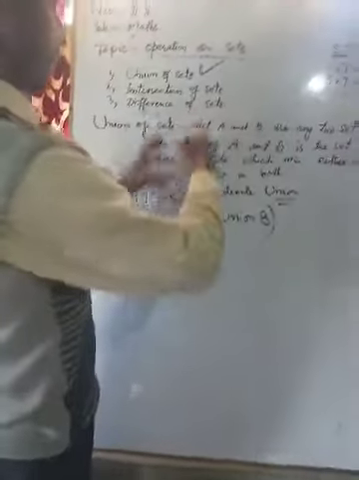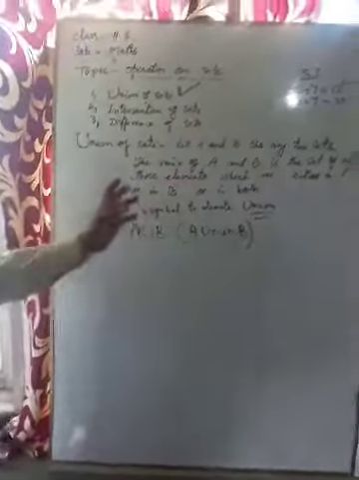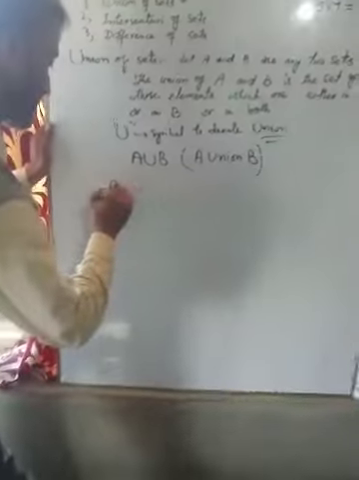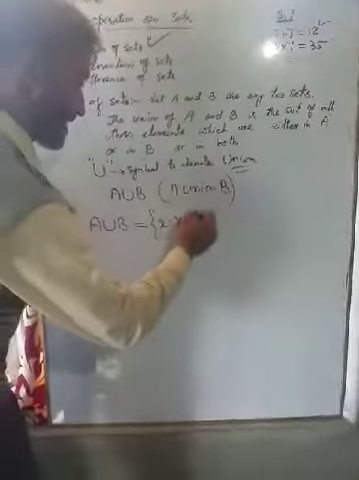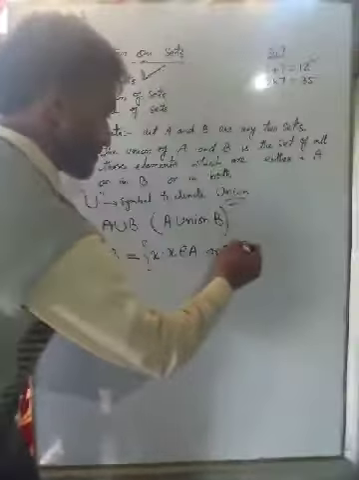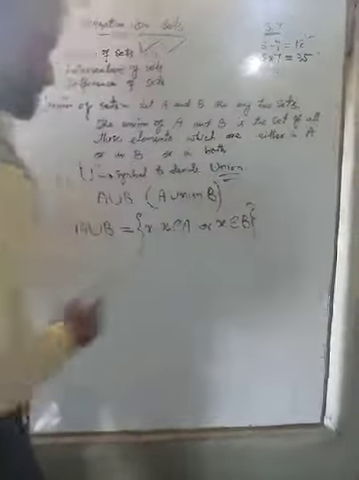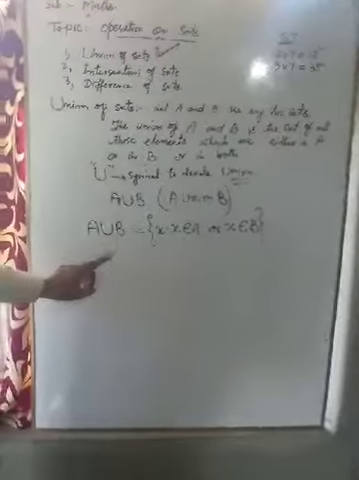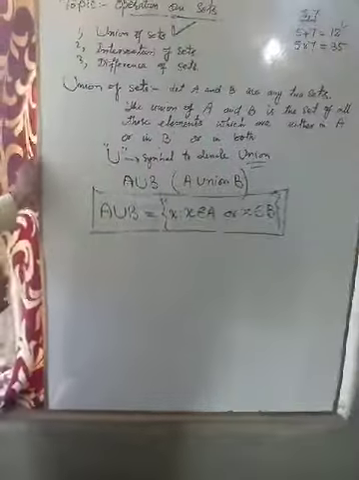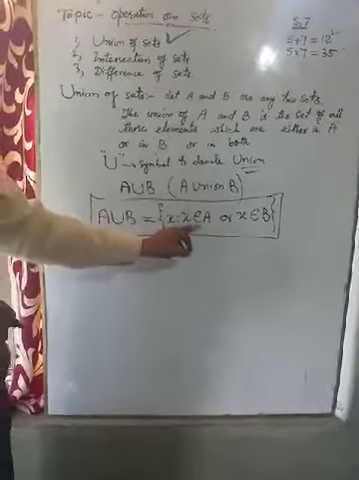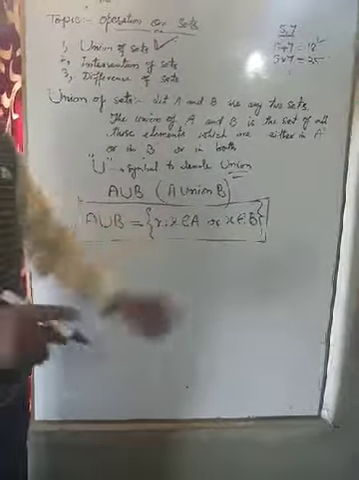Now, this whole definition which I have written, I will symbolically write just like this. A union B is equal to, that means A union B is a set of all those elements x such that x belongs to set A or x belongs to set B. This is the symbolic representation of our definition of union of two sets.